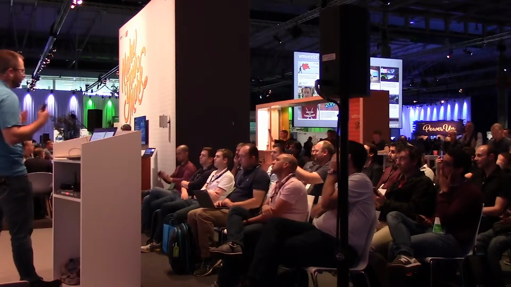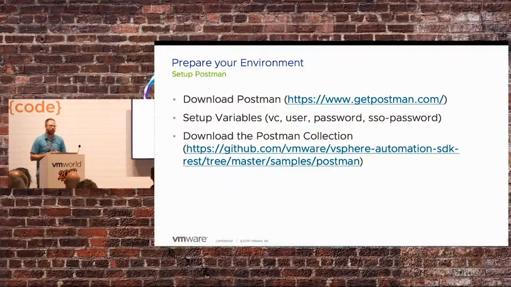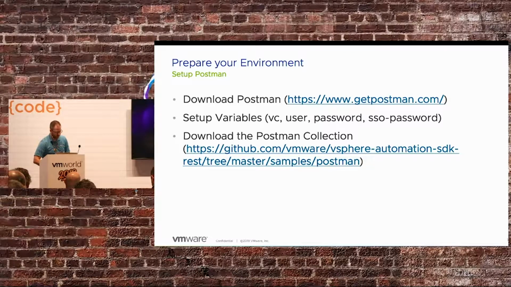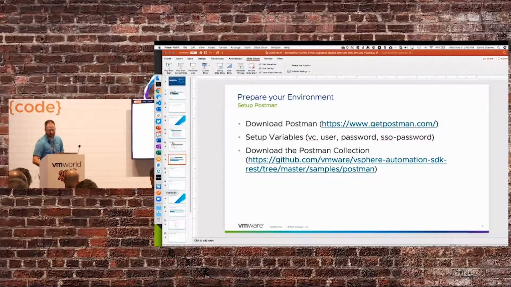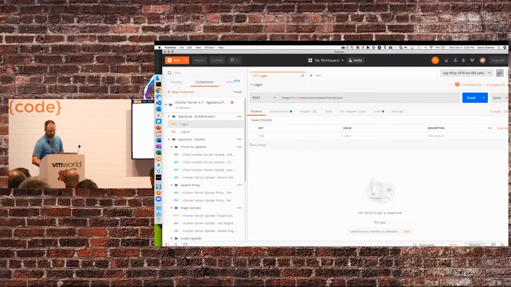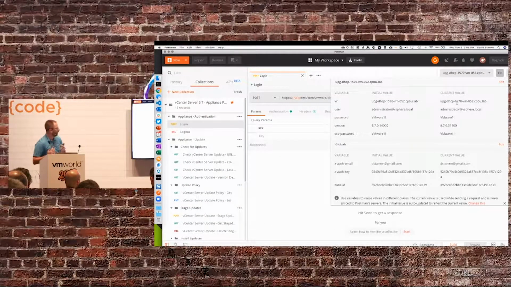So I saw a lot of other folks using Postman, and I figured Postman might be a great way to create a collection and have this available. To get started, you'll need to download Postman, set up some simple variables, and you can download the Postman collection from GitHub. Once we have all of that set up, we'll have this collection here on the left. In this case, I have my variables set up with my servers, my usernames, my passwords.